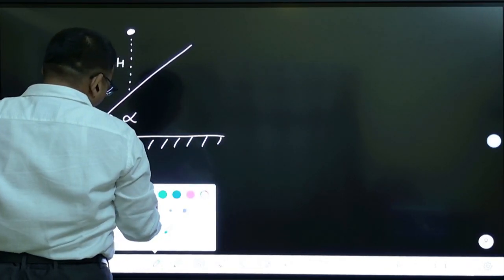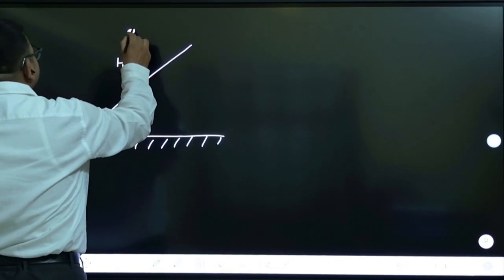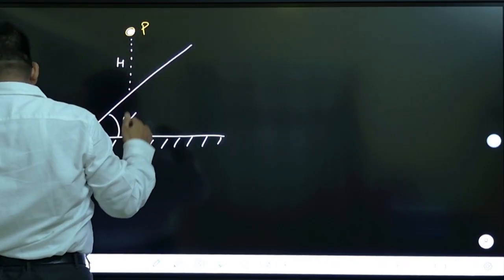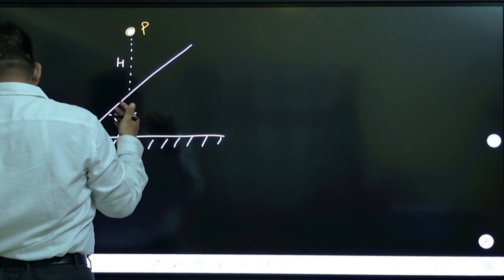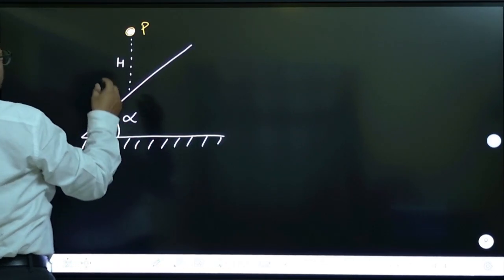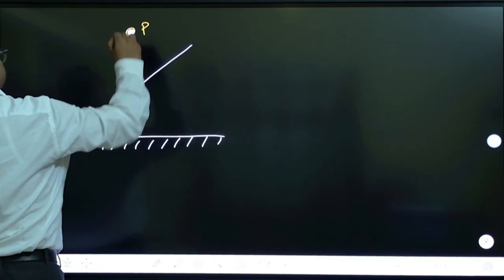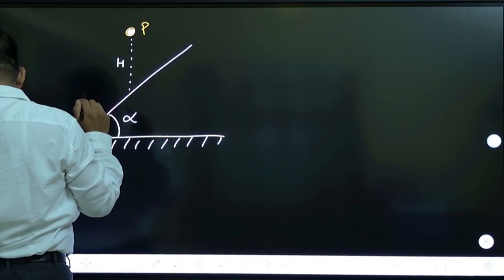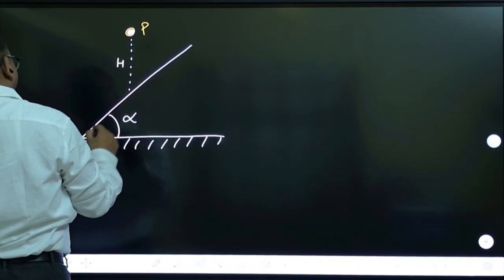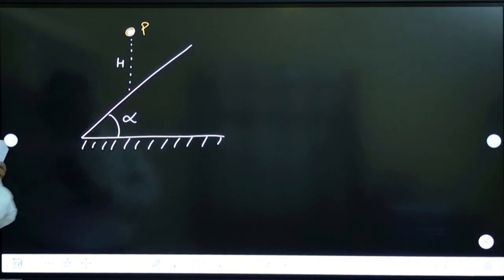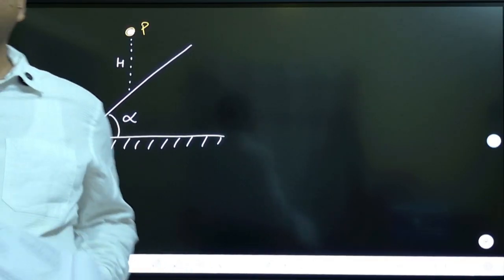How to solve this question? You are releasing beads in all possible directions from point P, which is at a height h above the inclined plane. Beads are released in all possible directions along frictionless wires. They have not shown how the wires are there. There may be wires in all possible directions. One of the beads reaches the incline in minimum time. The bead has to reach in minimum time. What is the minimum time? How to solve?